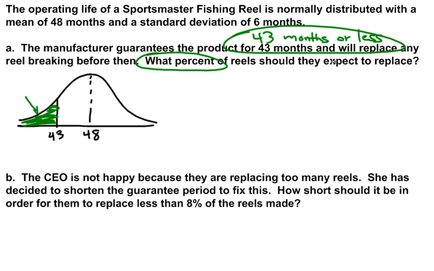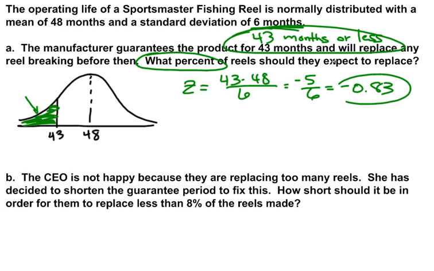We will find the z-score for 43. So we'll say 43 minus 48 divided by our standard deviation, which was 6 months. So we'll divide that by 6. So 43 minus 48 is negative 5 divided by 6. And that gives us negative 0.83 repeating, which will round off to negative 0.83. So we have a z-score of negative 0.83.